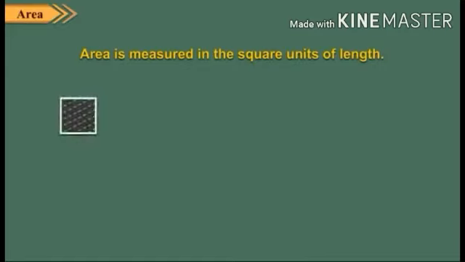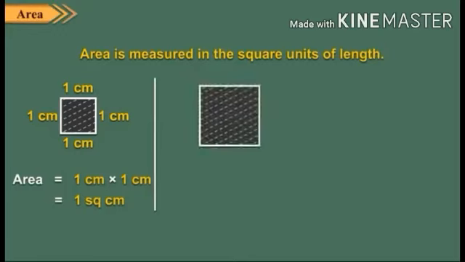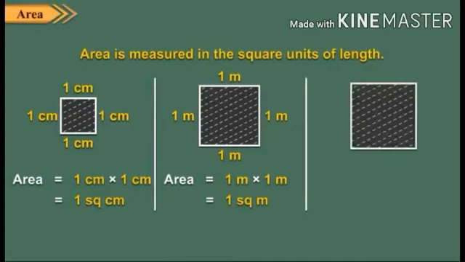Area of a square of side 1 centimeter is 1 square centimeter. Area of a square of side 1 meter is 1 square meter. Similarly, area of a square of side 1 kilometer is 1 square kilometer.